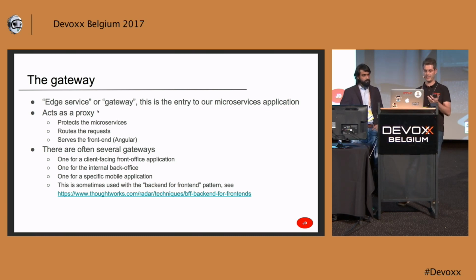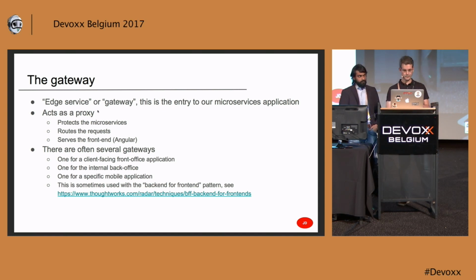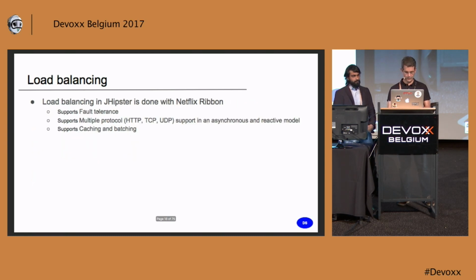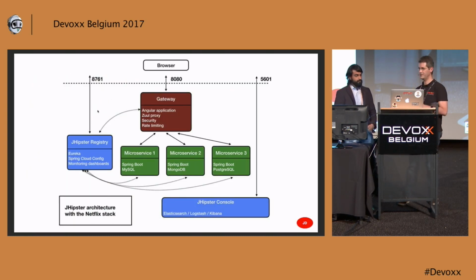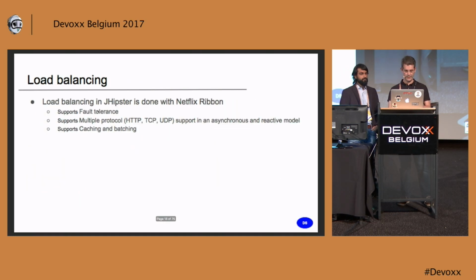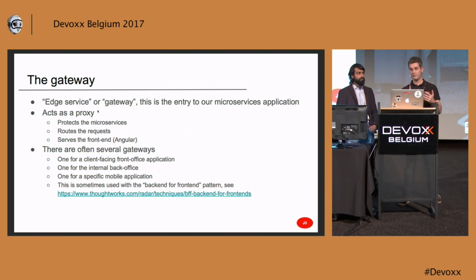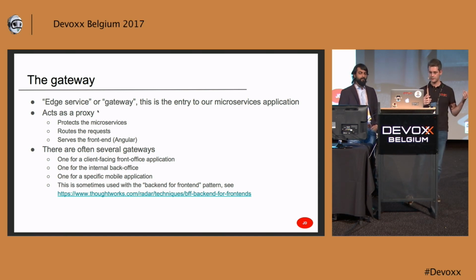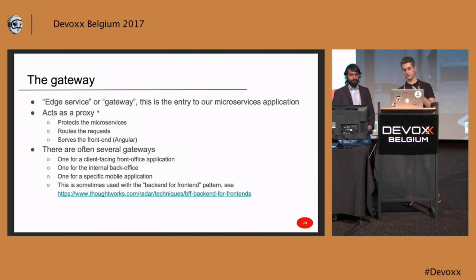We talked about Angular and React. Here the gateway is also responsible for serving the front end. People usually look at this slide, which we have everywhere on our website, and think by default you only have one gateway. Well, that's basically wrong. Most of the time, people have several gateways. On one project I'm working on, we've got one for the clients, the end users. There's one for the internal back office, and there's one for a specific mobile app, for some specific kind of end users.